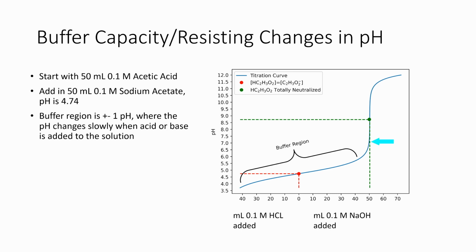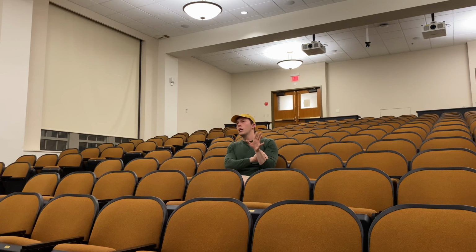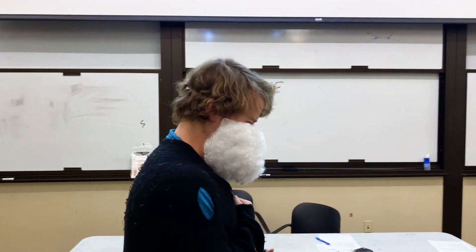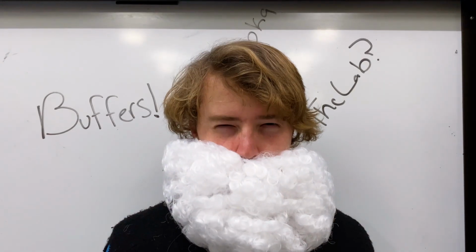But at some point, the pH changes really quickly. Why is that? At some point, in this example, once 50 milliliters of 0.1 molar NaOH is added, the acid in solution is completely neutralized. This causes a drastic change in pH, which shows our buffer solution is now exhausted and cannot resist changes in pH anymore. Look, these graphs and equations are great and all, but can you actually prove that this happens? Yes, I can prove it, but we'll have to leave and go to the lab.